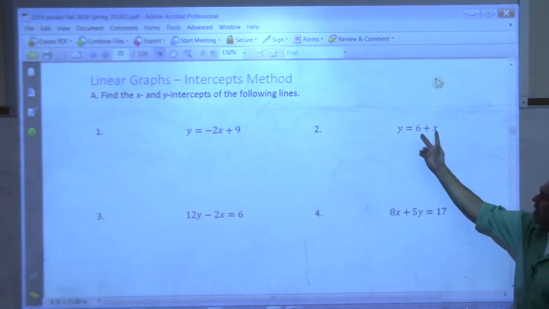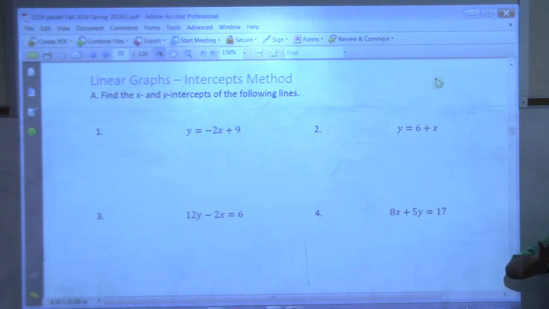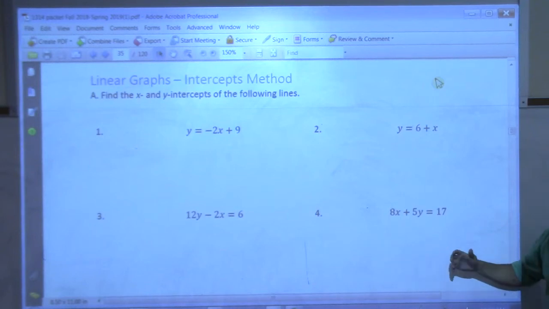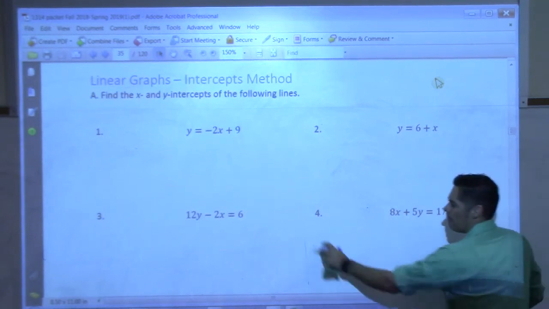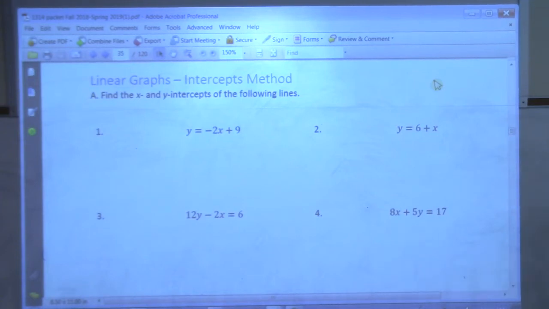Does it bother you that the x's and y's are on different sides? Are you okay with that? It's the same story. You're just going to replace one of them with 0 and solve. These all appear to be pretty much the same that we've done.